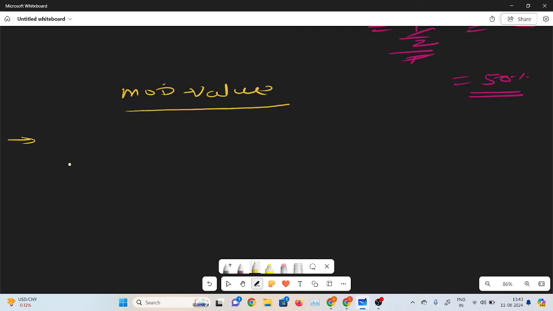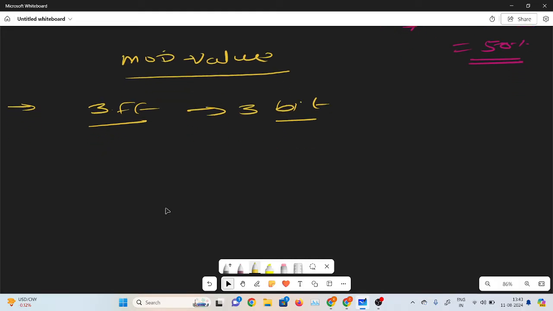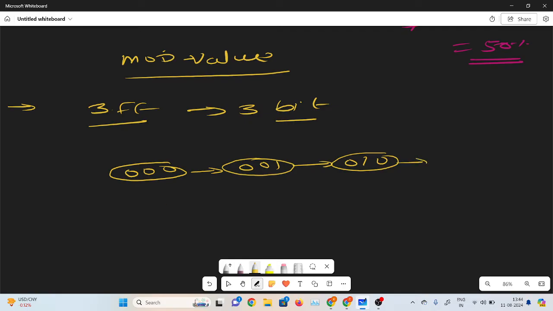Suppose we have a sequential circuit with 3 flip flops. 3 flip flops means a 3 bit storing device, so the 3 bit combination is there. I don't know which sequential circuit it is, but for the 3 bit combination I am just assuming a state diagram: 0 0 0, 0 0 1, and 0 1 0. My motive here is to understand the mode value.